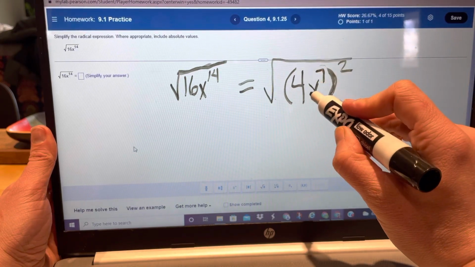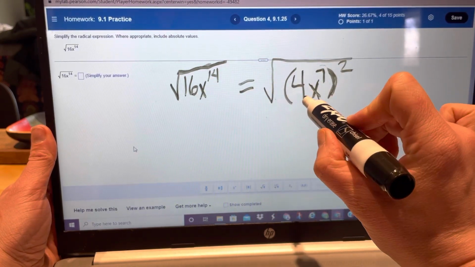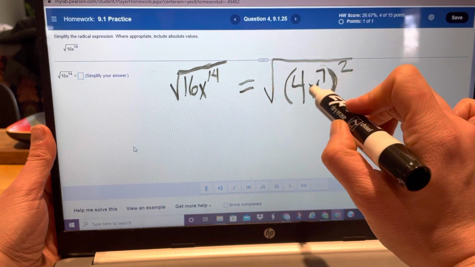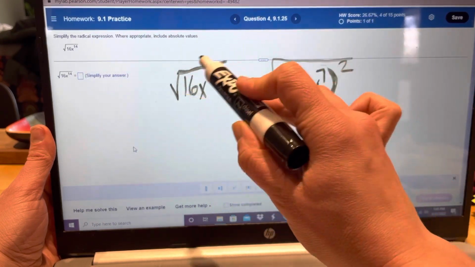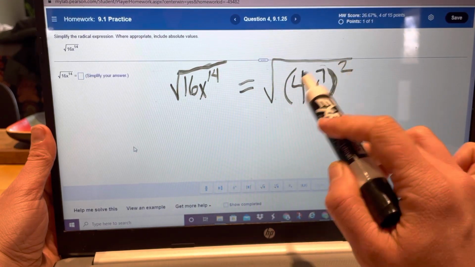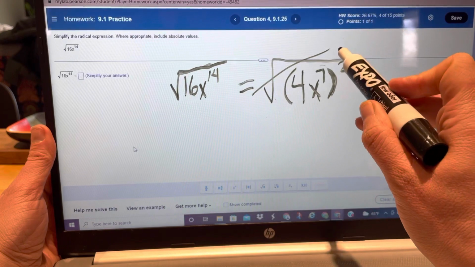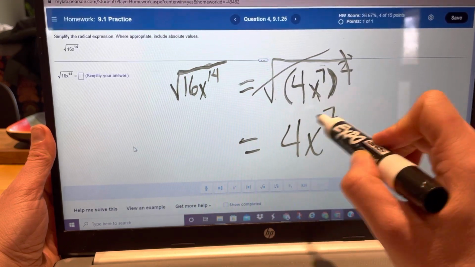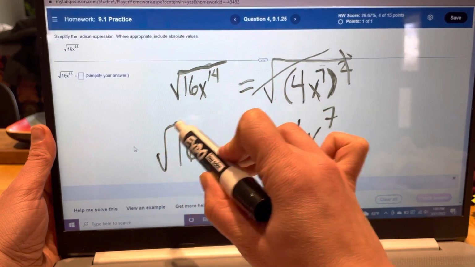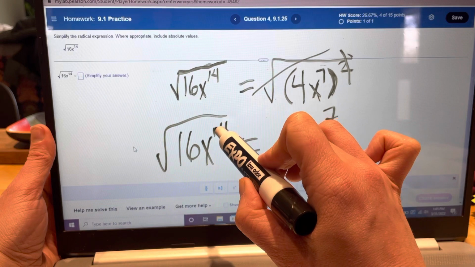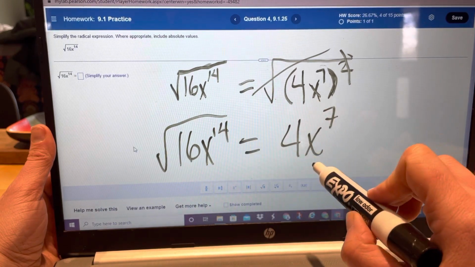Do you agree that these two things are equivalent? 4x to the 7th, that quantity squared, does give me this. Now, when you take this square root and square, those essentially just cancel out, and you're left with 4x to the 7th. So, final answer: the square root of 16x to the 14th is 4x to the 7th.